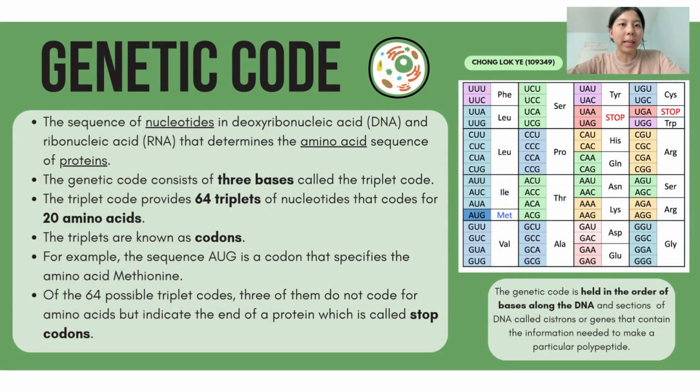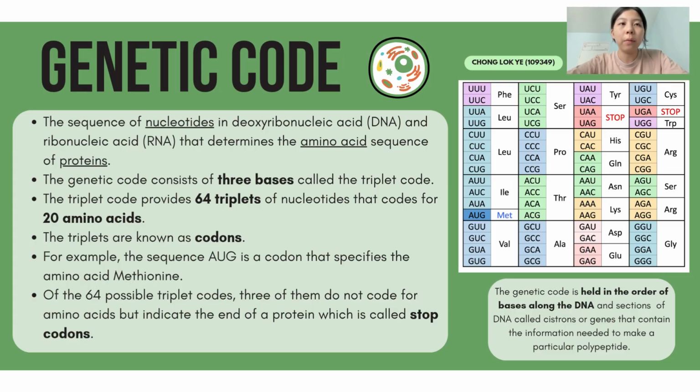My name is Changlao Yi, and now I will present on the genetic code. So what is the genetic code? Genetic code refers to the sequence of nucleotides in DNA and RNA that determines the amino acid sequence of proteins. The code is read in groups of 3 nitrogenous bases known as triplet code or codon.